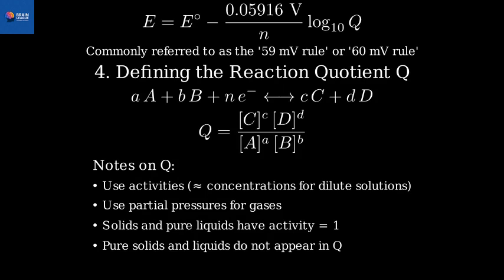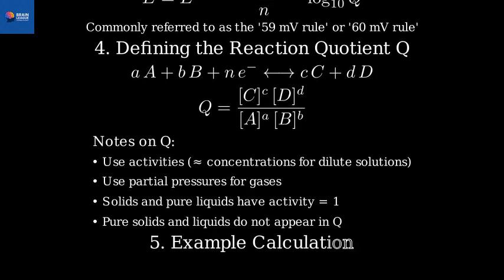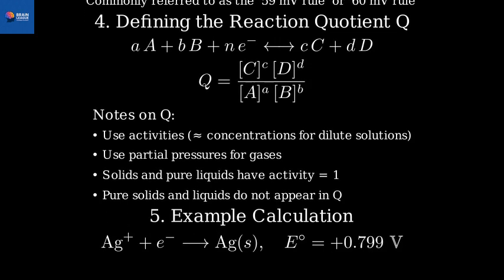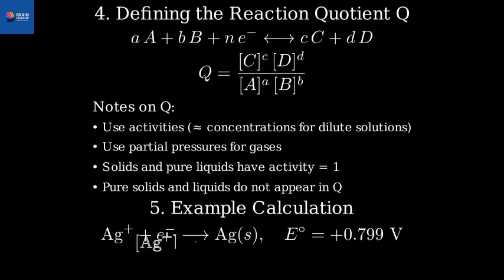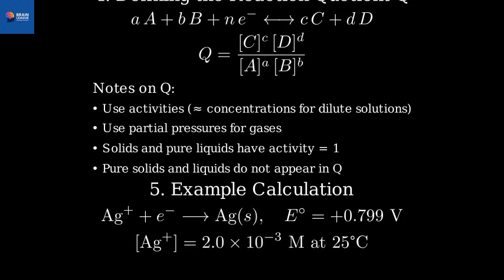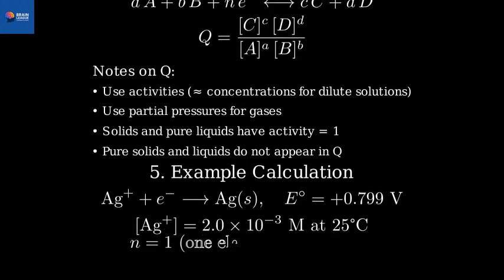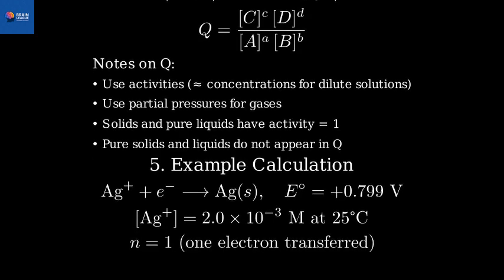Let's work through an example to see how the Nernst equation is applied. Consider the half reaction: silver ion plus 1 electron yields solid silver, with a standard electrode potential of positive 0.799 volts. Let's say we have a silver ion concentration of 2.0 times 10 to the negative 3 molar at 25 degrees Celsius. First, we identify that n equals 1, since 1 electron is transferred.